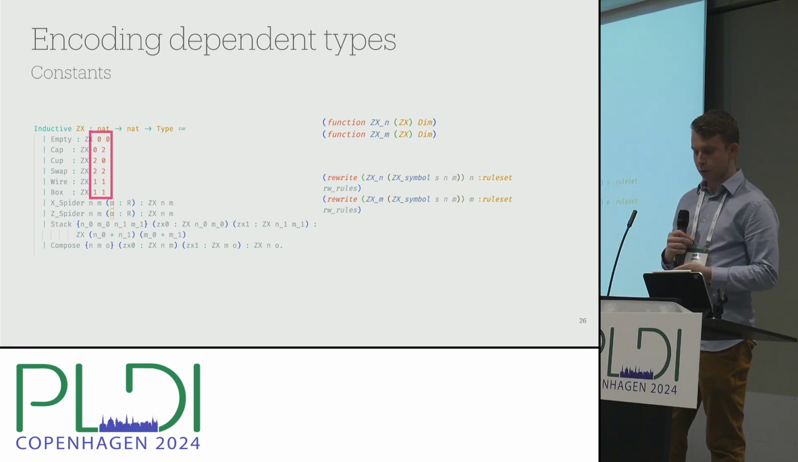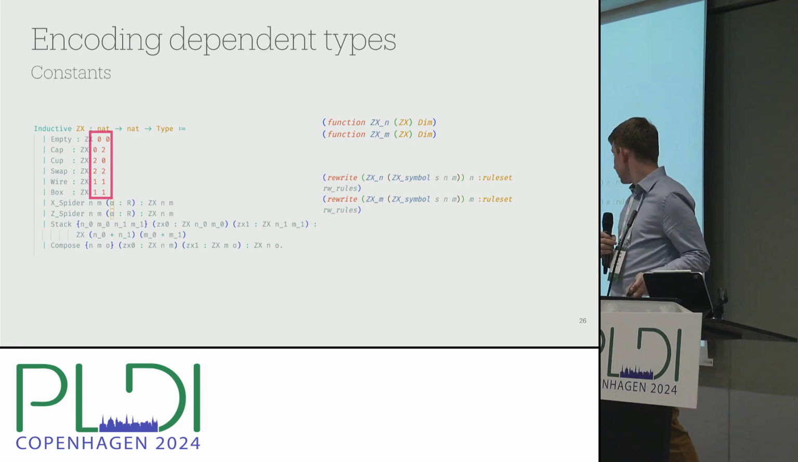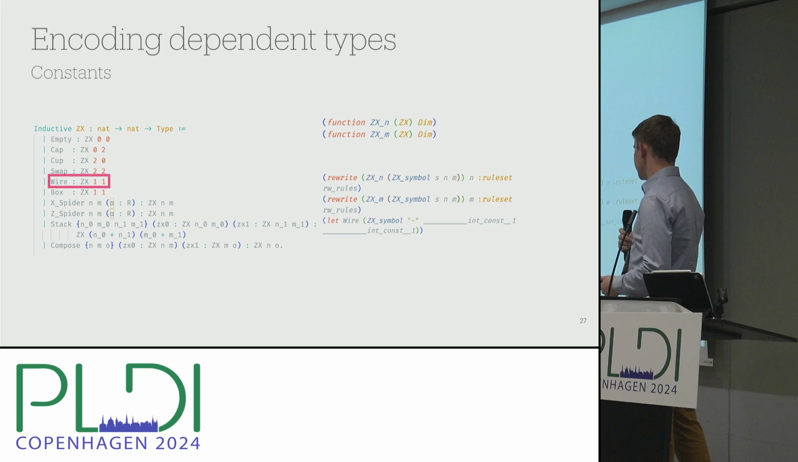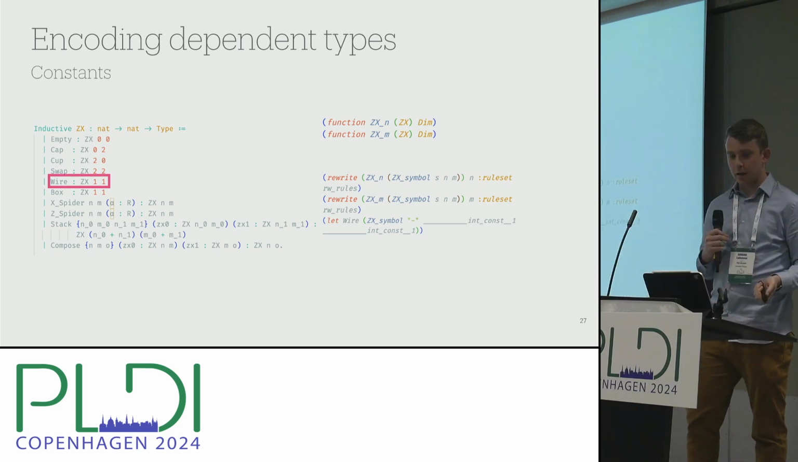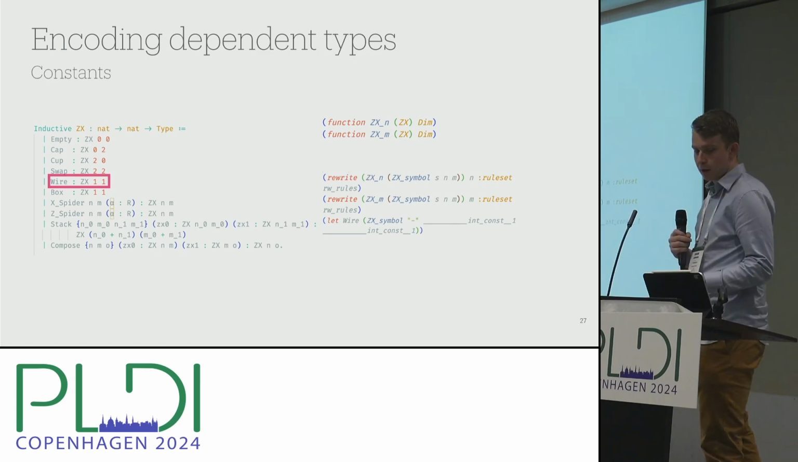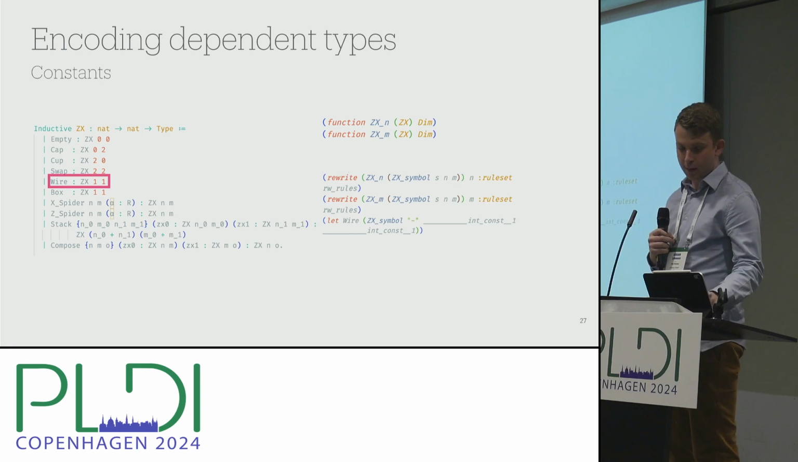And for example, for wire, my clicker is not working. Wonderful. For wire, we simply define this as a basic generator, and then it will provide the dependent types that we expect through the functions zxn and zxm.